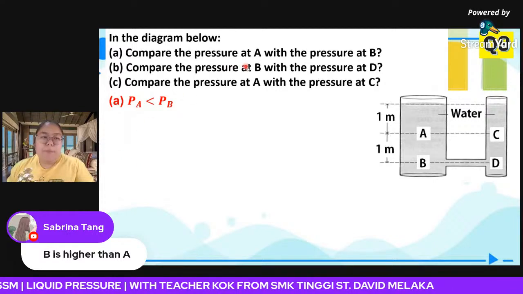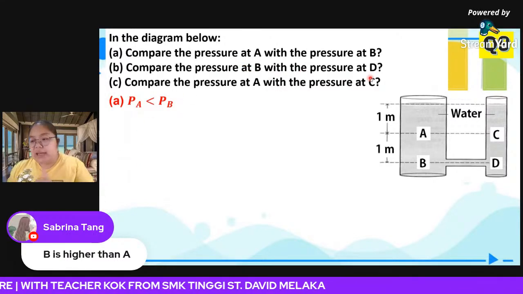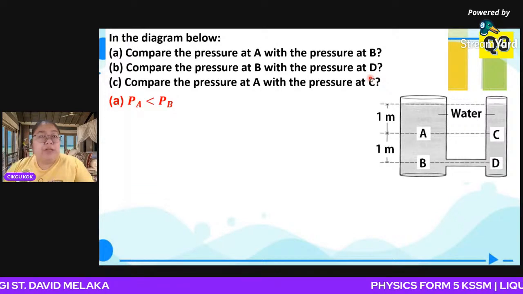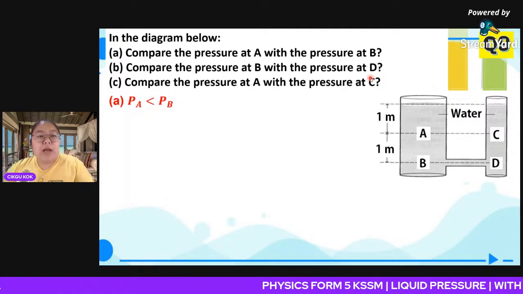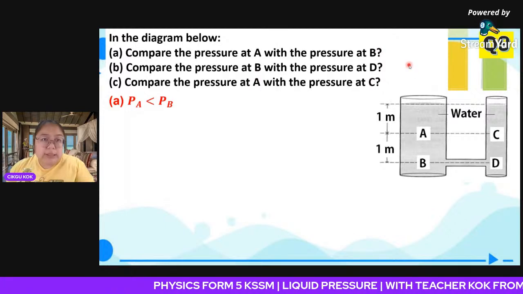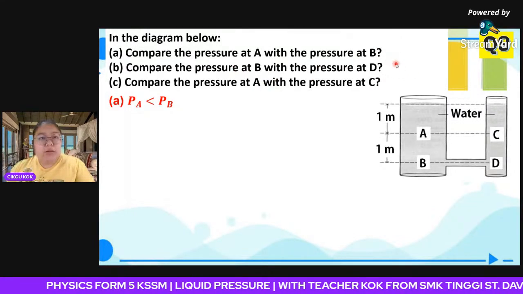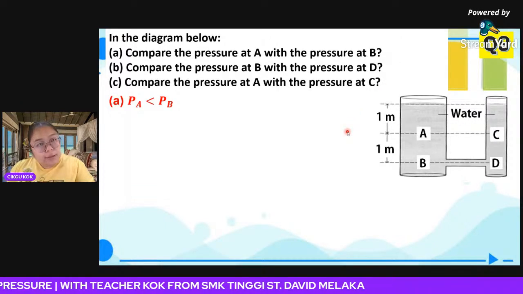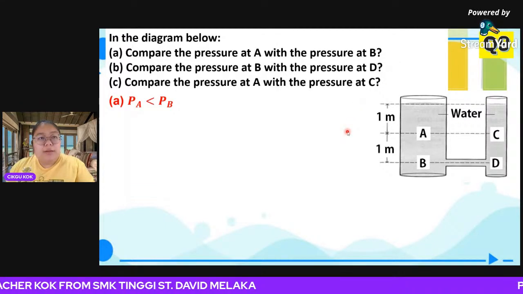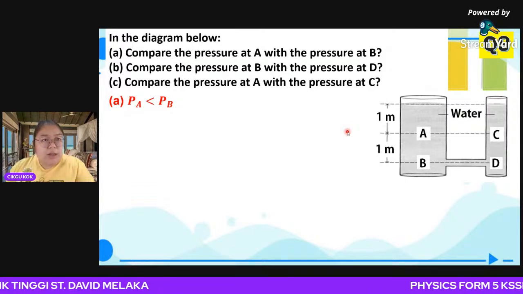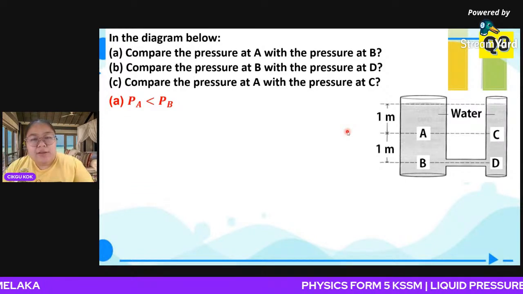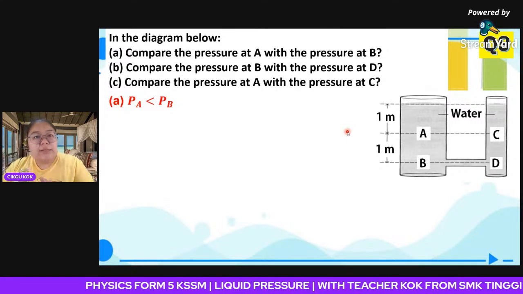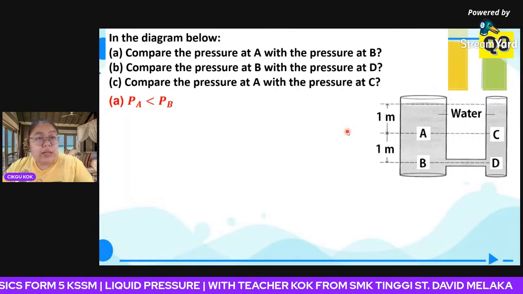Okay, another one. Compare the pressure at B with the pressure at D. Okay, B is bigger than the pressure A. Then now B, I want to compare B and D. How about the pressure? Is B bigger or D bigger? Which one should be bigger? When we find the student can answer it, that means you understand already the characteristic of liquid pressure.